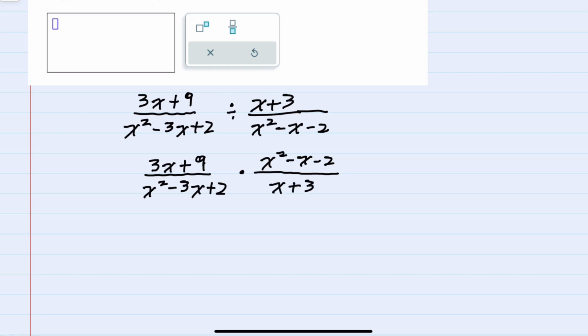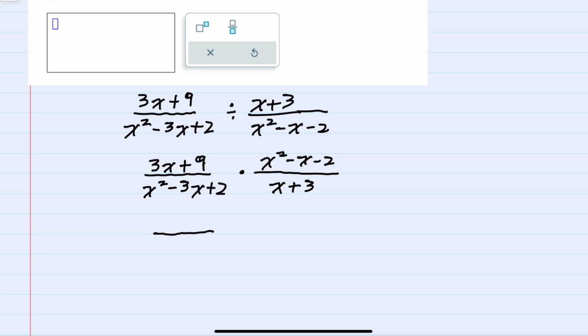And now that I have multiplication, I can proceed by factoring everywhere possible and then determining if any of those factors will cancel now that I have multiplication. So I'll start with this first rational expression.